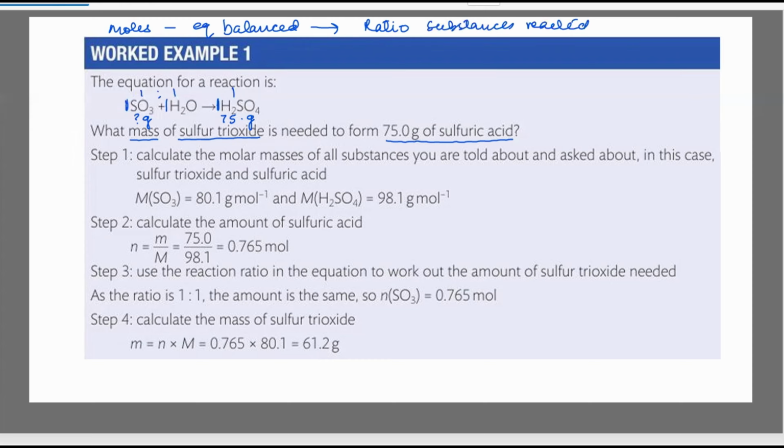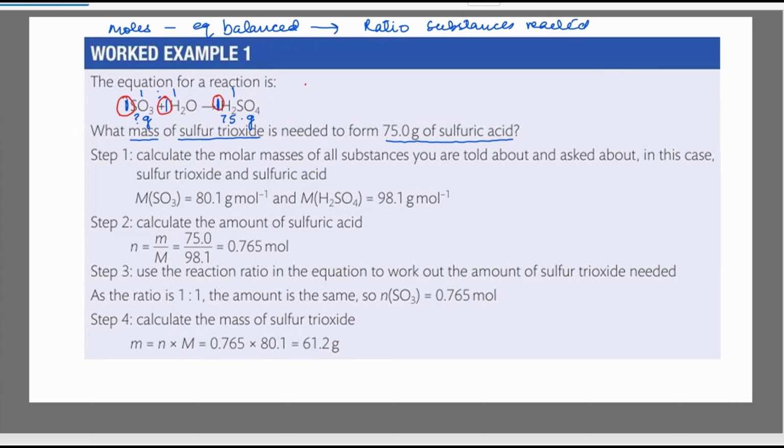So basically, the coefficient which is given along with the equation is actually depicting the moles. So we can say that 1 mole of sulfur trioxide is reacting with 1 mole of water, and it is forming 1 mole of sulfuric acid. Or we can say they are reacting in the ratio of 1:1, giving us 1 mole of sulfuric acid.